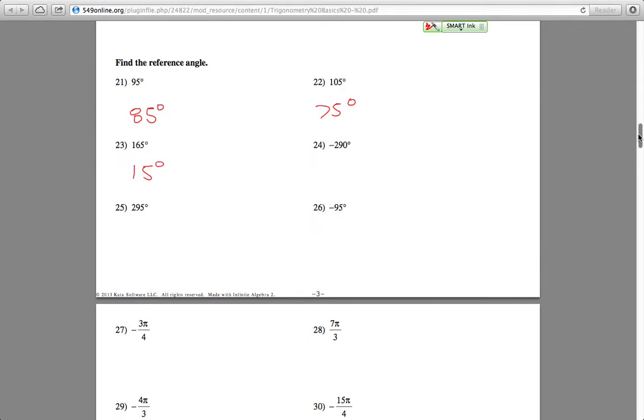How far is negative 290 from the x-axis? 70. And we're like, really? Yeah, really. Think about it. If you go negative 290, you're going to go back 180. You're going to go past 270. You're going to go to negative 290, which is right there. So there's negative 290, which happens to be coterminal with 70. 70 away from the x-axis.